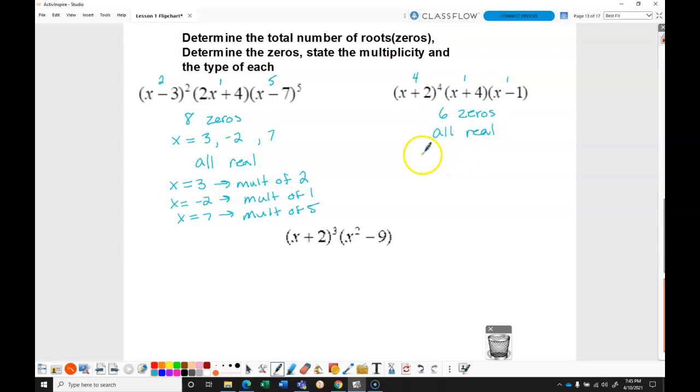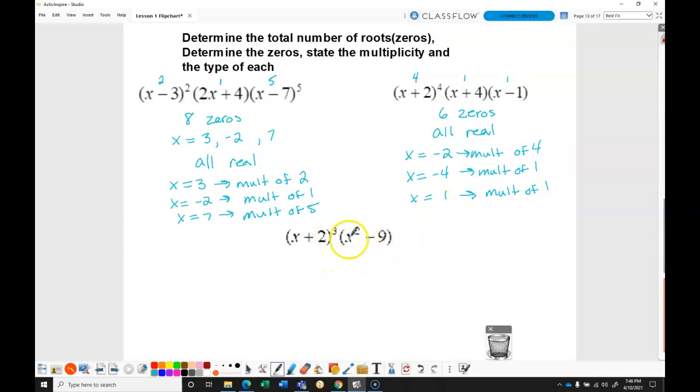All real numbers. Okay, and for my first one, x equals negative 2. It has a multiplicity of 4, because that factor shows up 4 times. X equals negative 4 has a multiplicity of 1. And x equals positive 1 has a multiplicity of 1 as well.